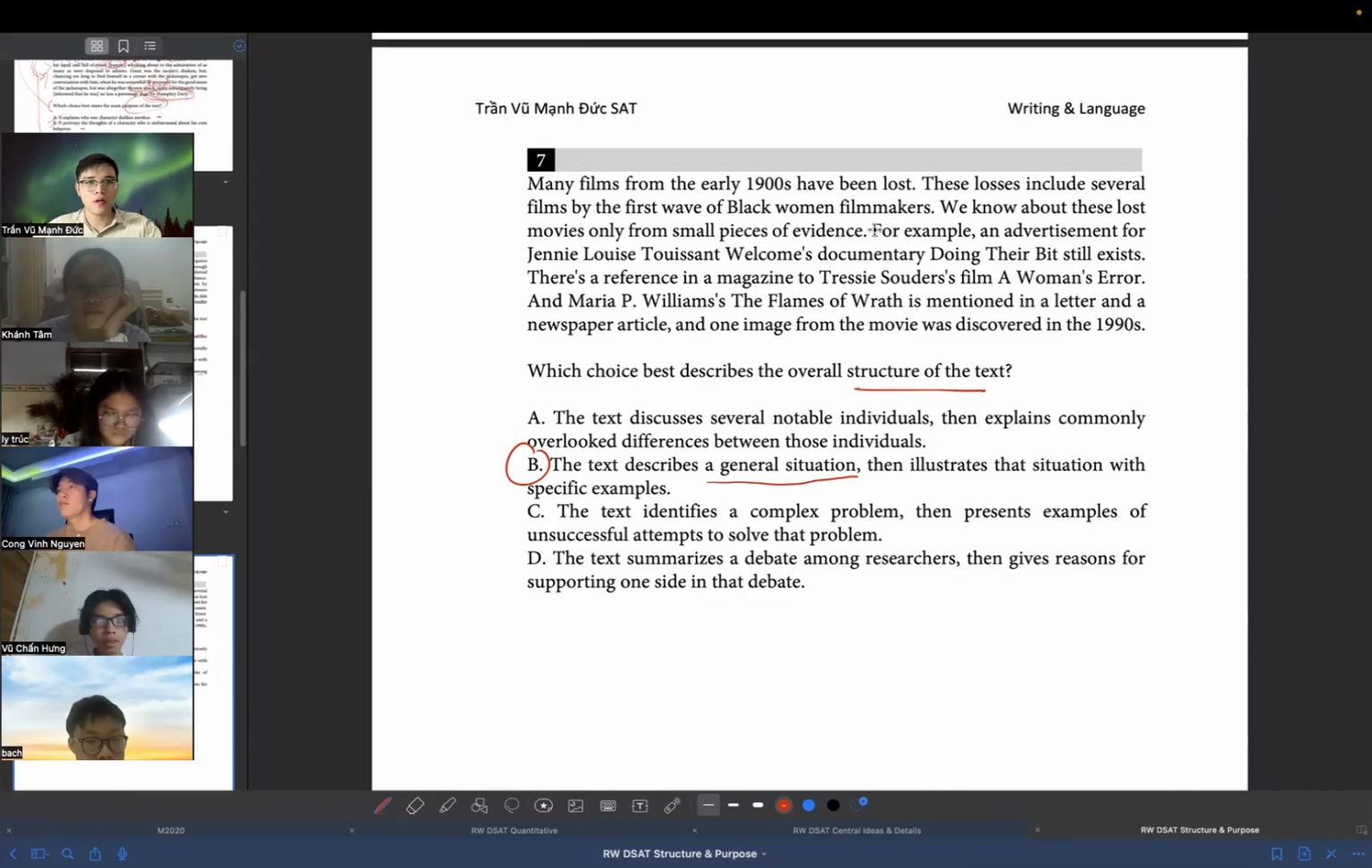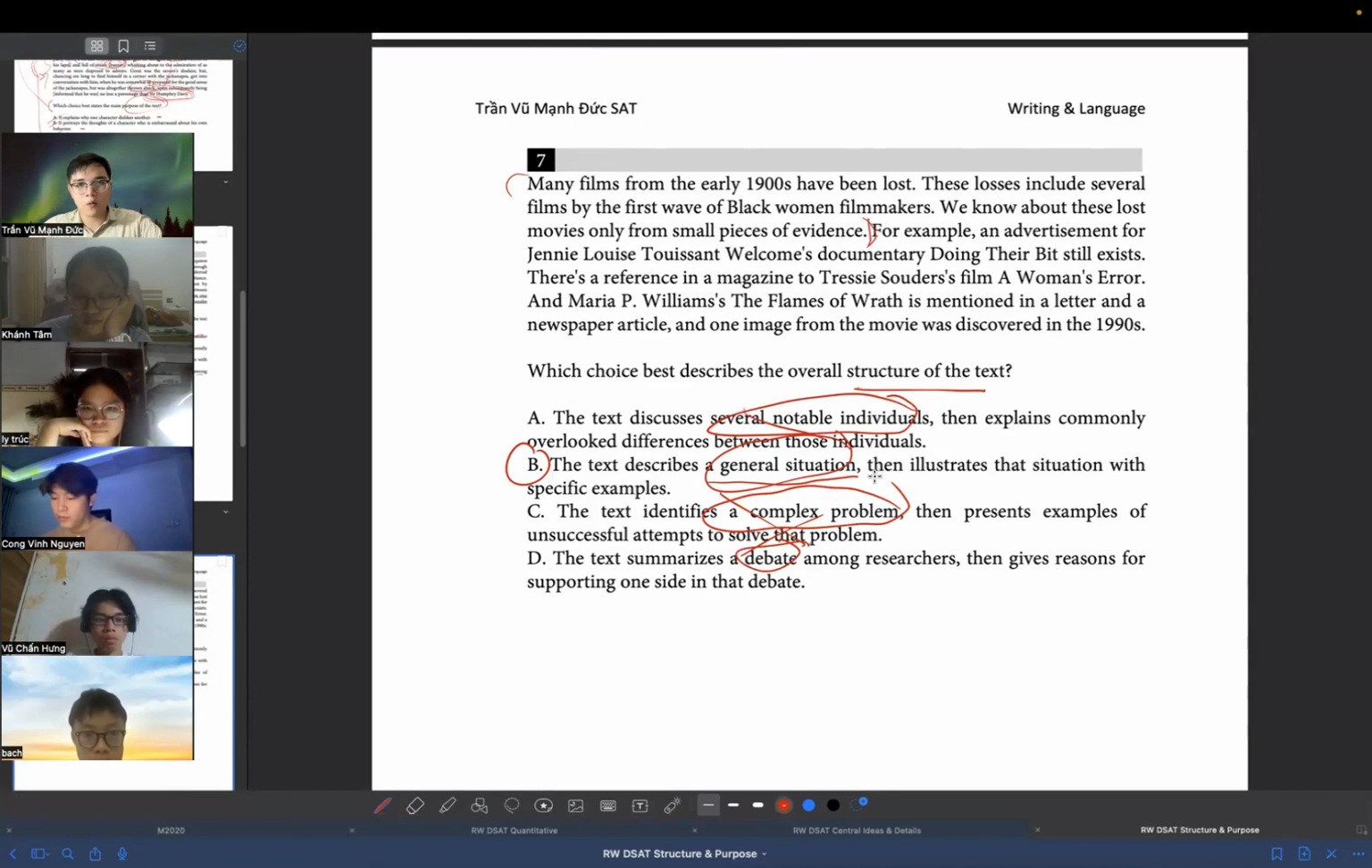All right. Many films from the early 1900s have been lost. These losses include several films in the first wave of Black women filmmakers. We know about these lost movies only. Yeah, in these first sentences, it is a general situation. It is not a complex problem. It is not notable individuals, and also it is not a debate. So from the first half of the paragraph, we can almost choose B.